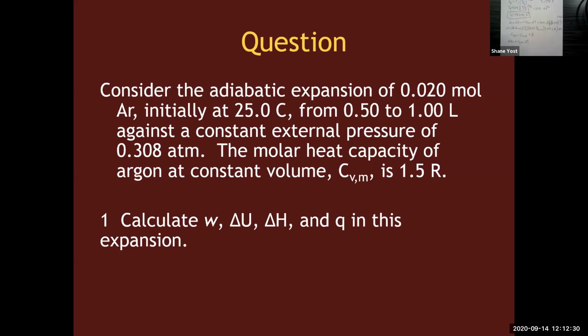And then the question for this problem is: what is work? What is delta U? What is delta H? And what is Q? So first thing given here is work. What equation would I use to calculate work for an adiabatic expansion against a constant external pressure? So yeah, we got minus P external delta V.